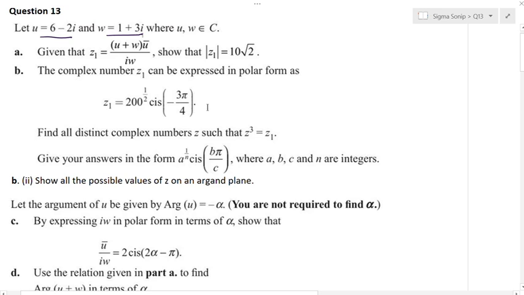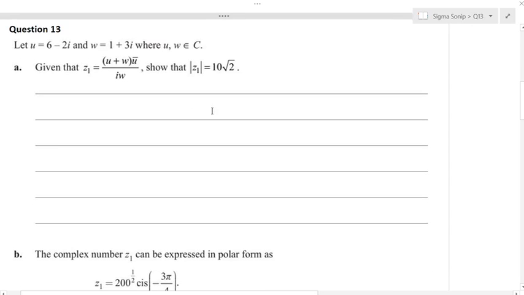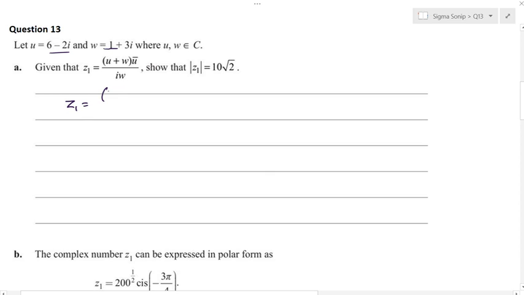So let's look at the part 1 here. Part A. Part A is pretty straightforward. I won't spend much time on this. We can straight away write like this: U plus W. So I got U plus W, I get 7 plus iota. Then I got conjugate of U, which is 6 plus 2 iota, divided by iota W. So iota and W, where W is equal to 1 plus 3 iota.